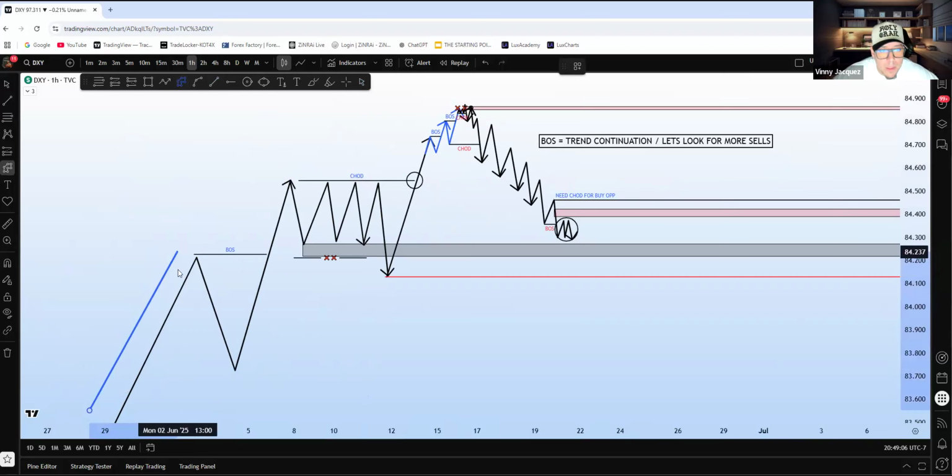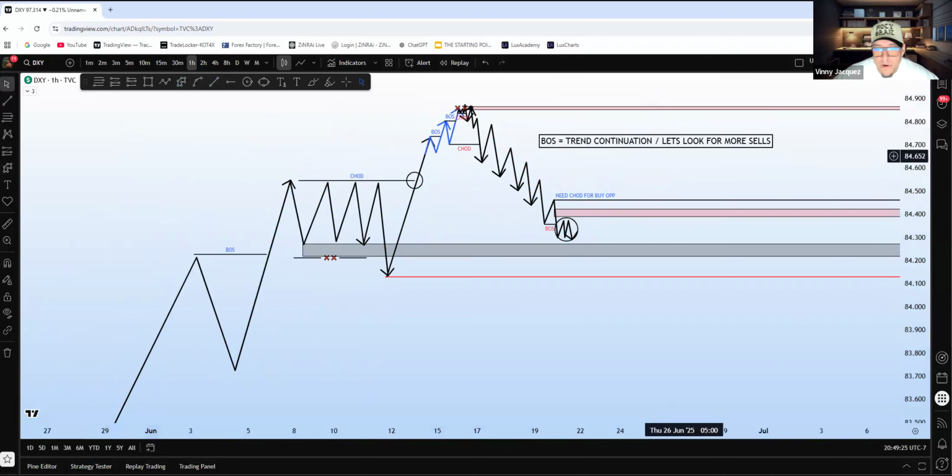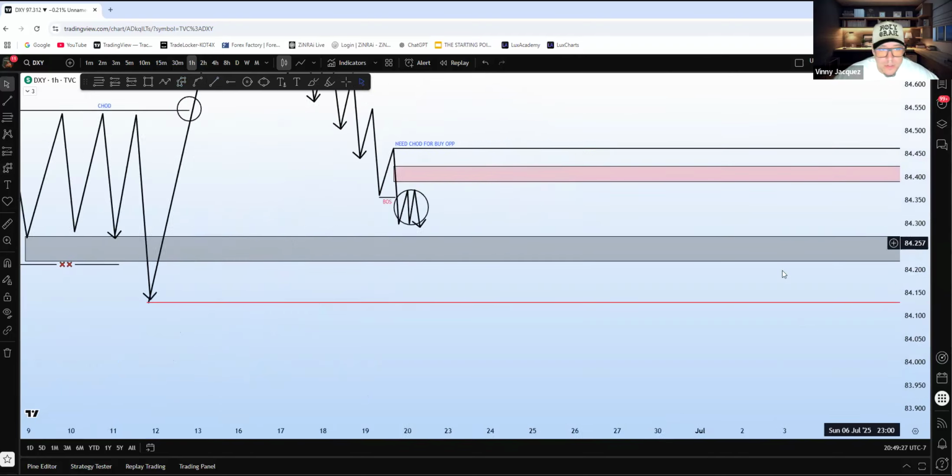Higher high, higher low, higher high, higher low, higher high, higher low. I want to take buy opportunities so we can make more higher highs. Give me a 2 if that makes sense. So it's very important that we wait for this buy opportunity.